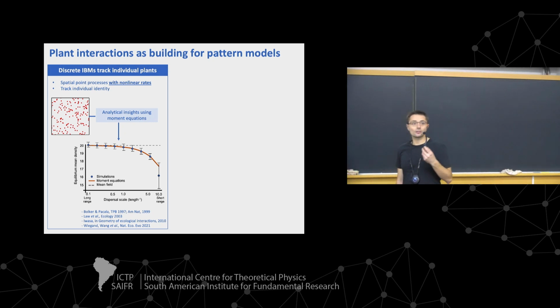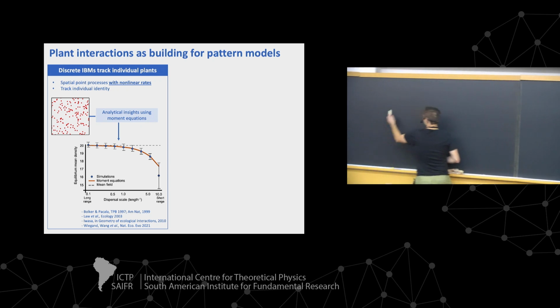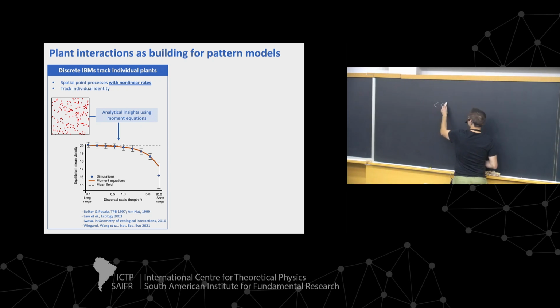But the problem is that because your dynamics is non-linear, the density of plants is going to depend on the spatial correlations. So if the density is the first moment of this pattern, then it will depend on the second moment, which is the one that contains the spatial correlations.